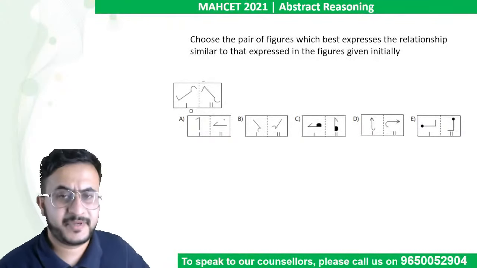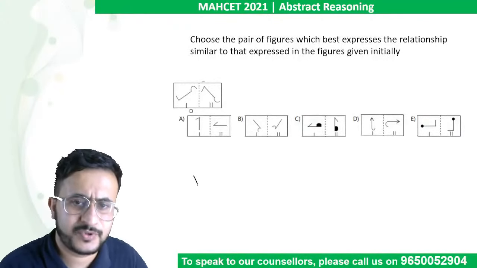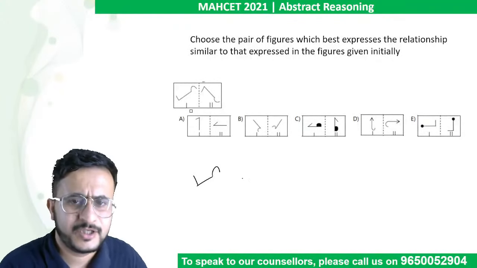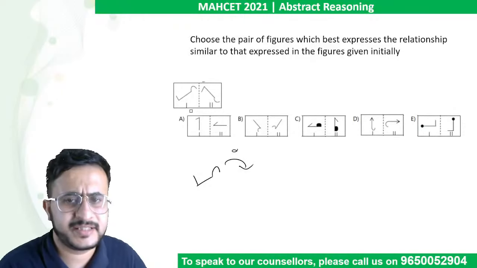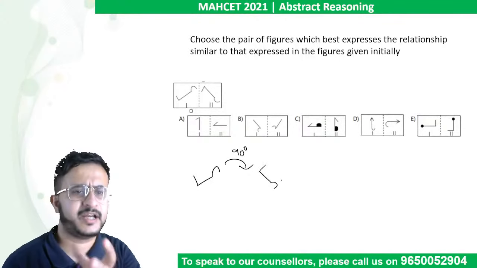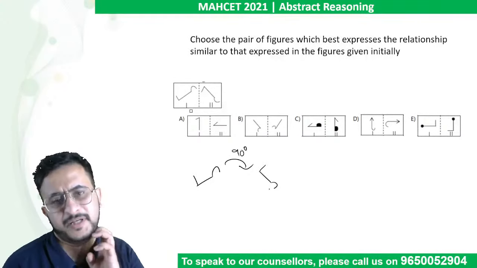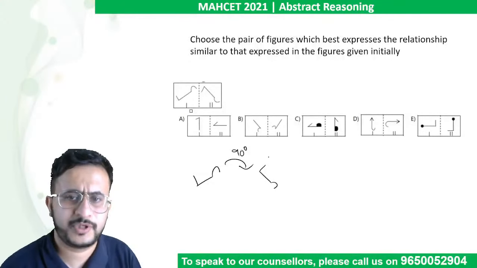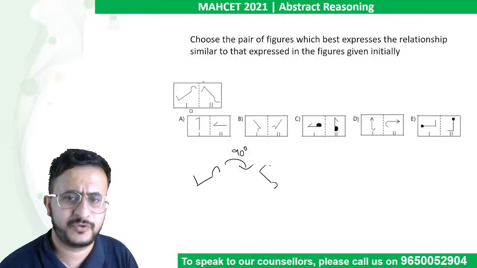So if you look at this image, what is happening to it? It was something like this, right? When you rotate it by 90 degrees in the clockwise direction, what will happen? It will face like this, in a kind of 5 shape, right? Now if you put a mirror like this, it would become like this.